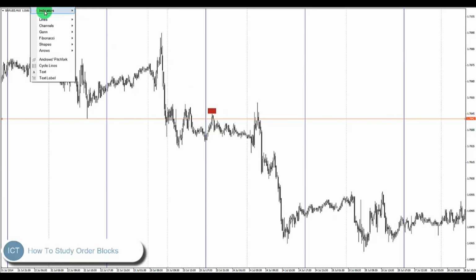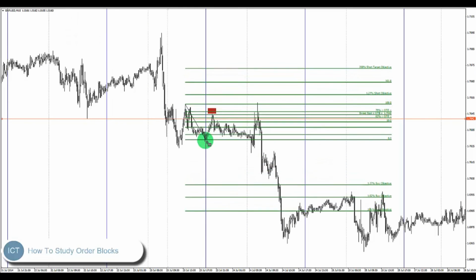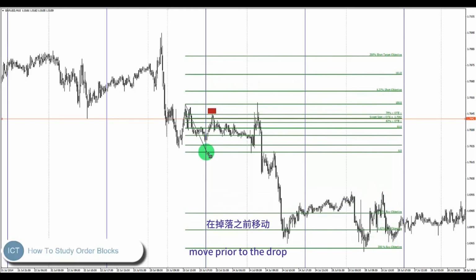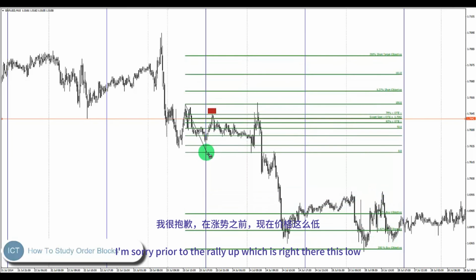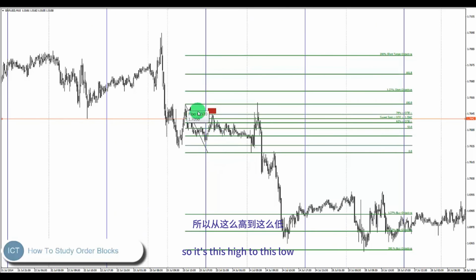And let's assume, again, the same thing. We have a high here, move prior to the drop, prior to the rally up, which is right there, this low. So it's this high to this low. This is the range. You pull your fib on. This is where you would be entering. Okay, right in here. So inside of this area right in here. This is London Open. This would be a good fill. You're also coming back and blowing out the stops here.